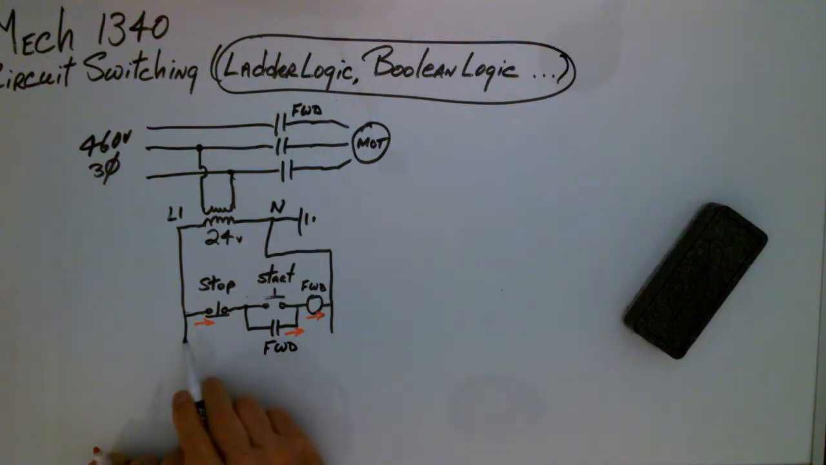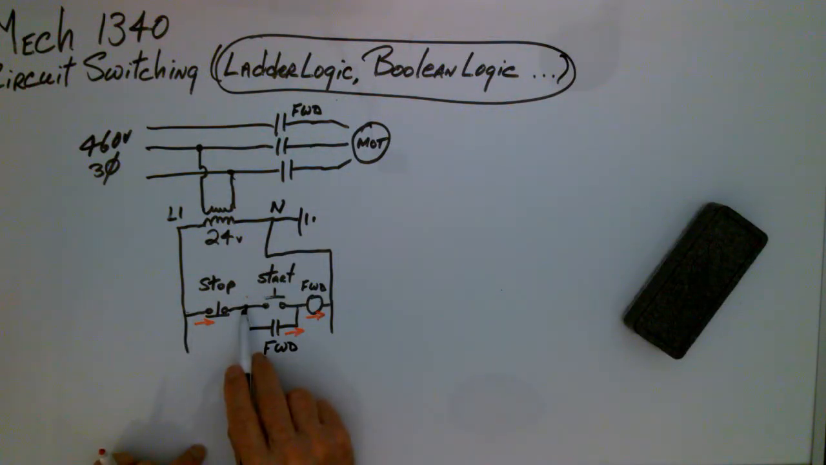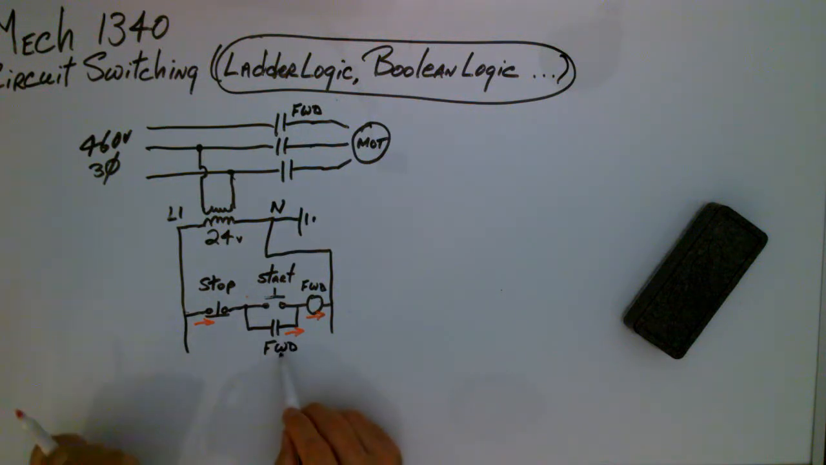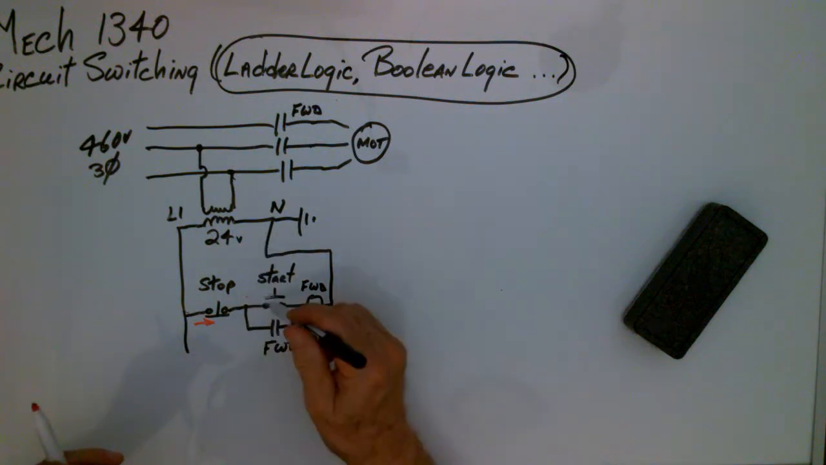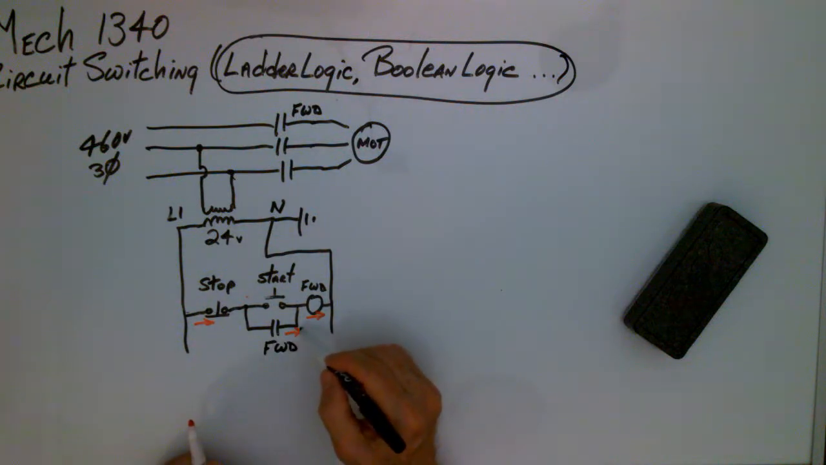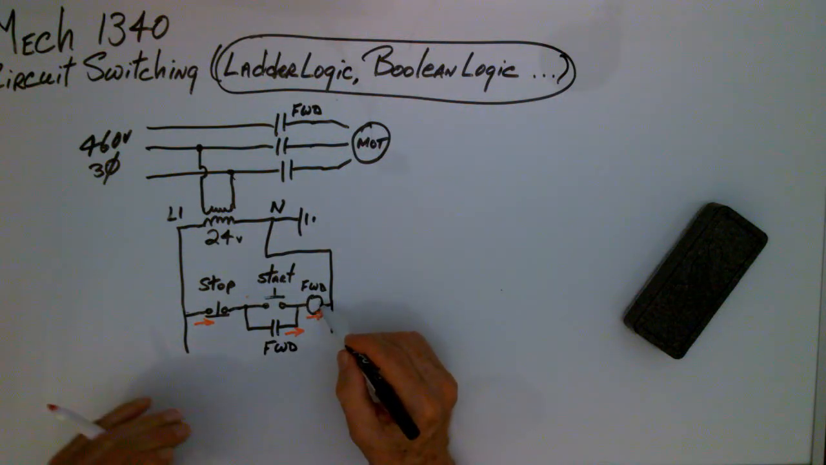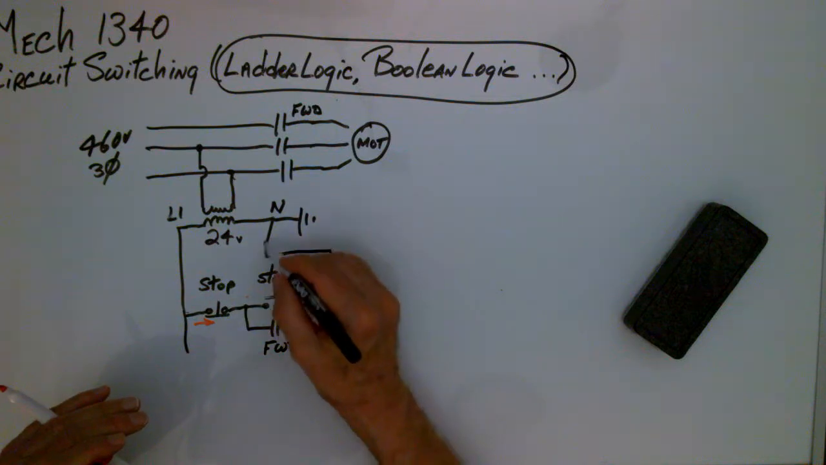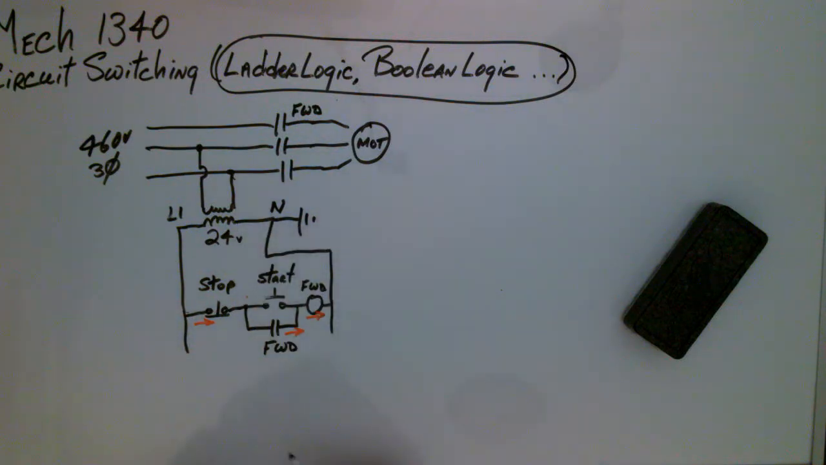And now I have current flowing through the stop button, which is normally closed. It will come down and go through the forward auxiliary contact because I had pressed this button and this coil closed it, and the current will finish flowing through the coil itself into the neutral wire and to this side of the transformer.